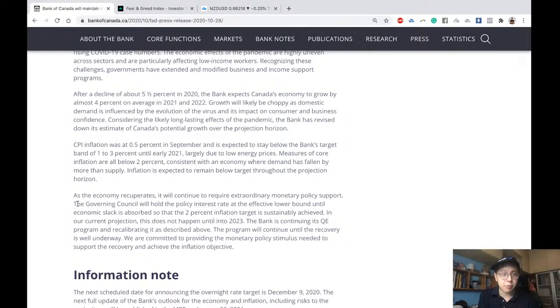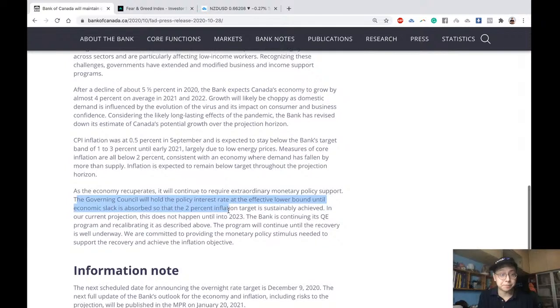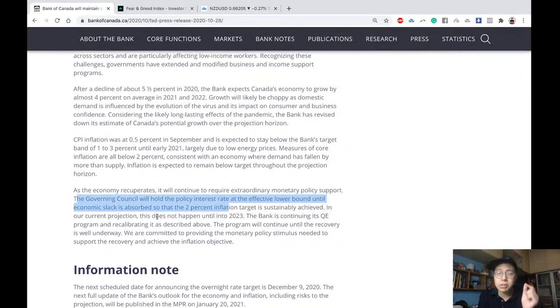Here they say the governing council will hold the policy interest rate at the effective lower bound until the economy is at the 2% inflation target. And they give you a very specific date: in our current projection, that does not happen until 2023. So what does this mean to you? It's so obvious: the bank is looking at maintaining a low interest rate all the way until 2023, about 3 years away.